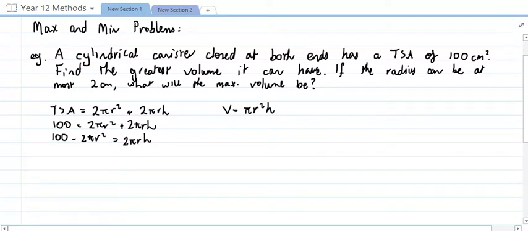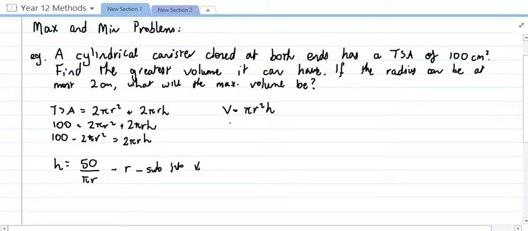And now I'm going to divide by 2 pi r on both sides. So h is all that will be left on the right hand side. 100 divided by 2 pi r, well, the 100 divided by 2 makes it 50 divided by pi r. And 2 pi r squared divided by 2 pi r, well, the 2's will cancel out, the pi's will cancel out, and one of the r's will cancel out, leaving us with just minus r. So I've got h in terms of r now, which I can sub into the volume equation.